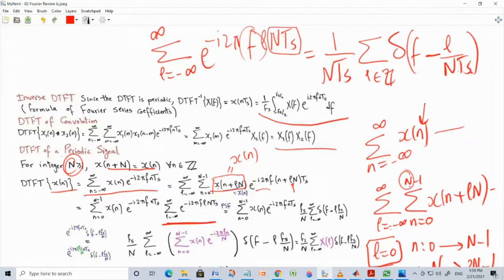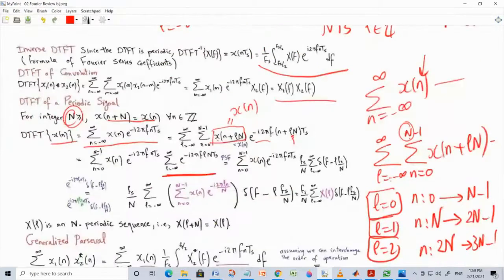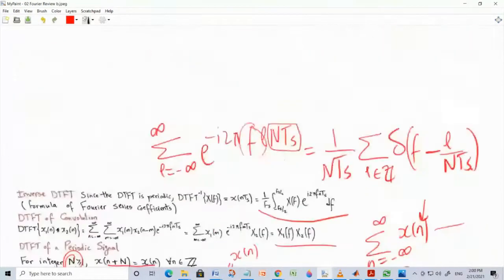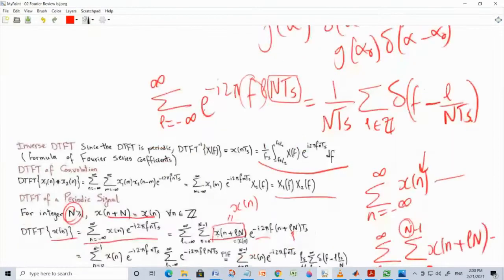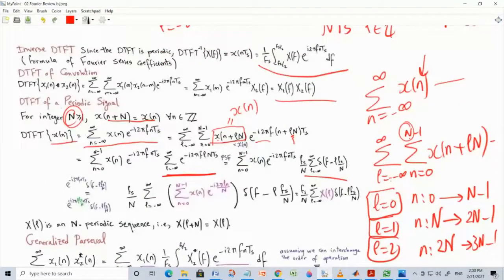Okay, so this infinite sum is very important, and now you can express things in terms of the Dirac deltas. And now you rearrange the terms again. You play with the terms again and use this nice property of a Dirac delta: if you multiply it by a function, it evaluates the function at the location of the Dirac delta. So those Dirac deltas can evaluate f. This f here can be replaced by the location of the Dirac delta, which is lFs over N.